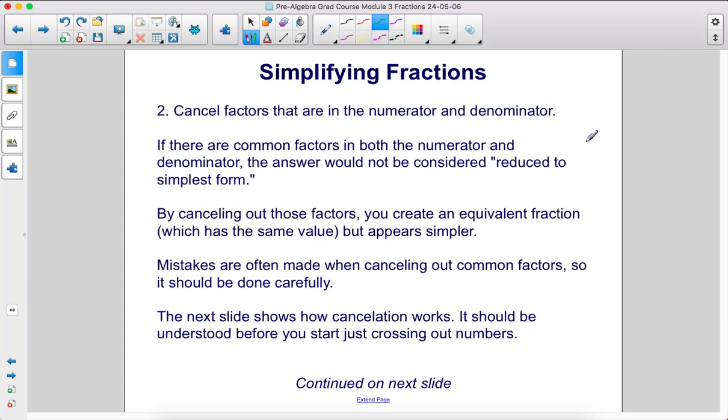Next, you're going to cancel factors that are in both the numerator and the denominator. If there are common factors in both the numerator and denominator, the answer would not be considered reduced to simplest form. By canceling out those factors, you create an equivalent fraction that has the same value but appears simpler. Mistakes are often made when canceling out common factors, so it should be done carefully. The next slide shows how cancellation works. It should be understood before you start just crossing out numbers.